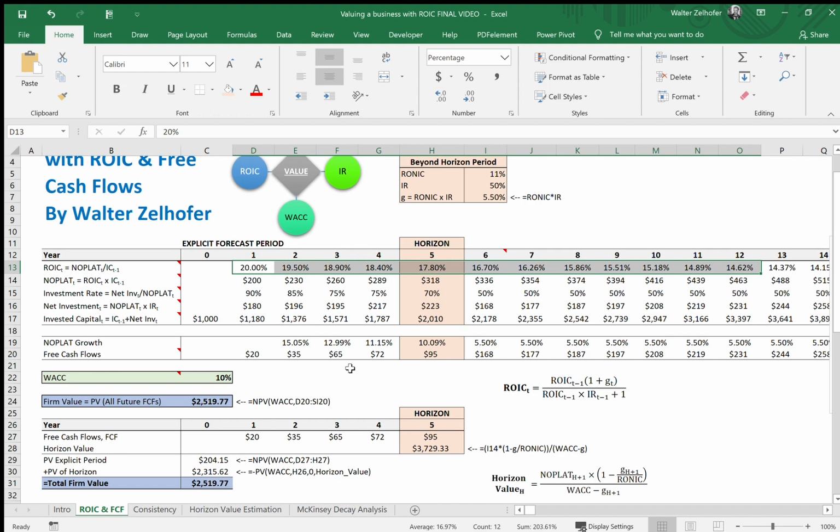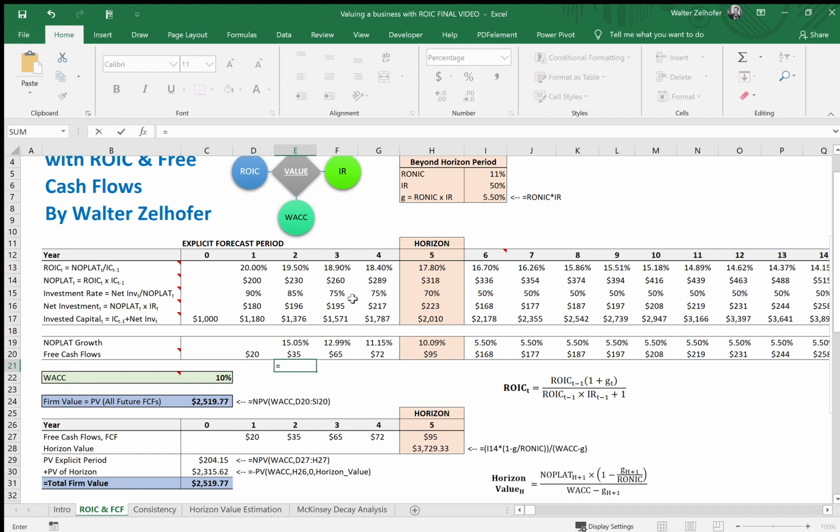Well, your model must be consistent. So we could use this little formula right here to estimate what the return on invested capital must be to make the model work. And it goes something like this, okay? So the return on invested capital at time t equals the return on invested capital from the previous period, so that's the 20%, times 1 plus the growth rate over the return on invested capital from the previous period times the investment rate from the previous period plus 1. And that should, if this all worked out, give us 19.5%.